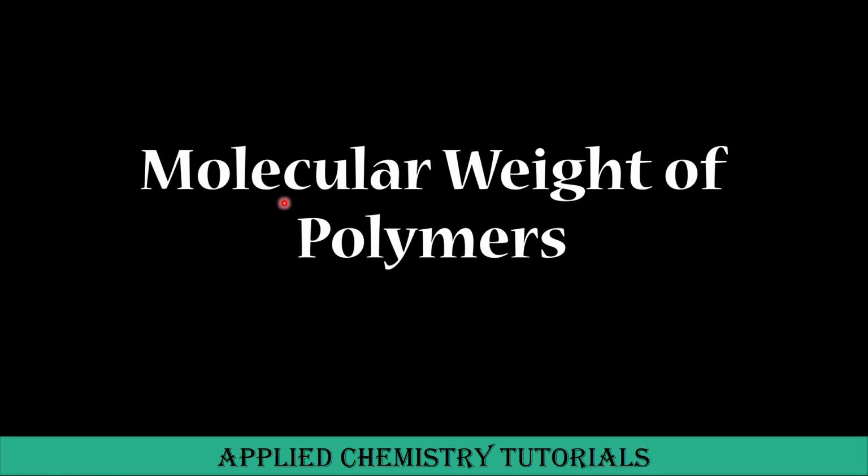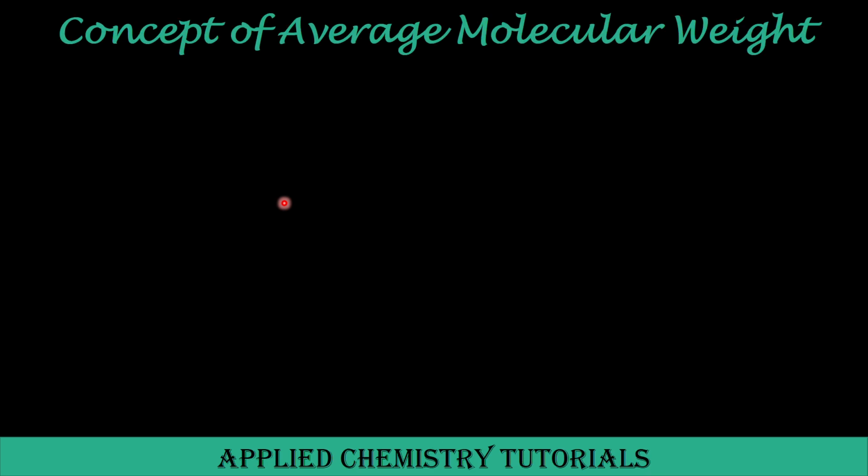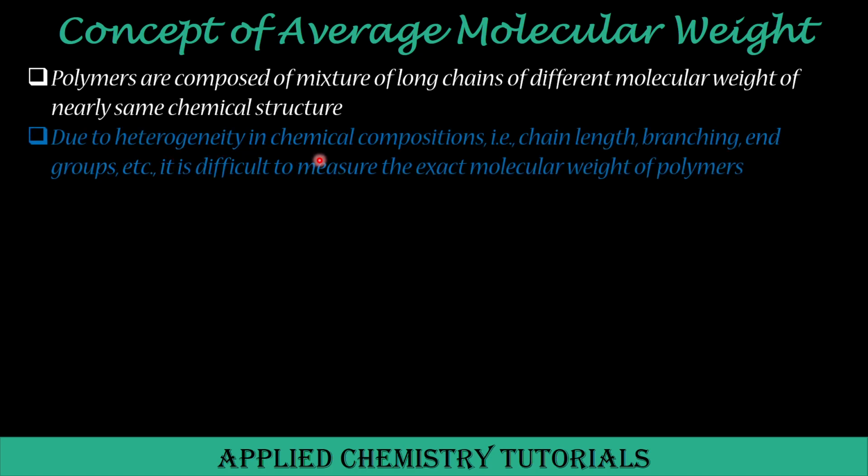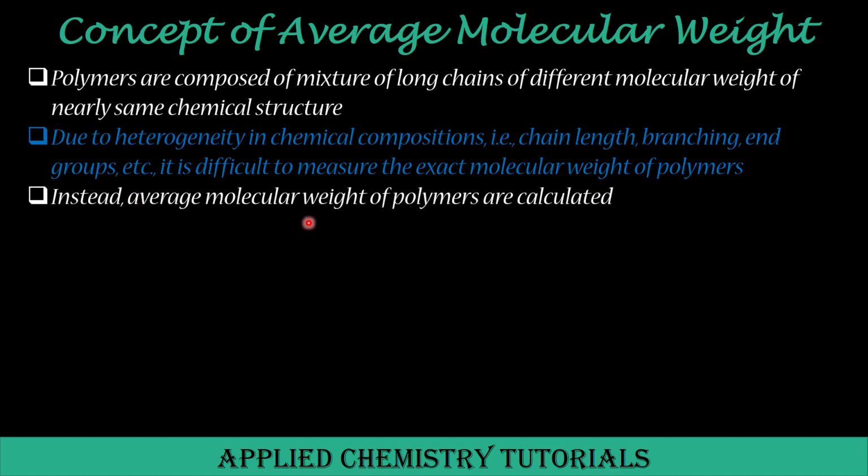Today's topic is molecular weight of polymers. Let's start with the concept of average molecular weight. Polymers are composed of a mixture of long chains of different molecular weight of nearly the same chemical structure. Due to heterogeneity in chemical composition, that is chain length, branching, end groups, etc., it is difficult to measure the exact molecular weight of polymers. Instead, the average molecular weight of polymers is calculated.